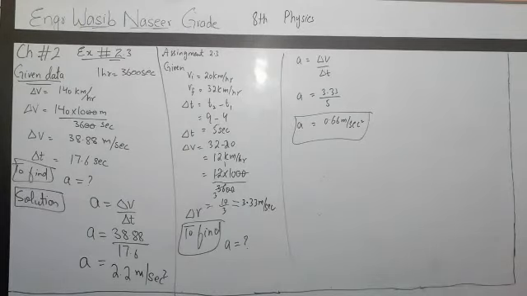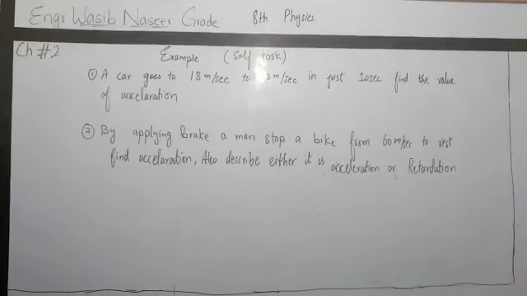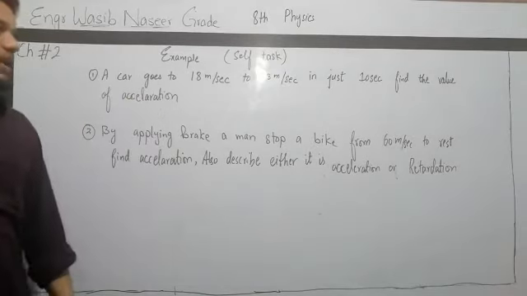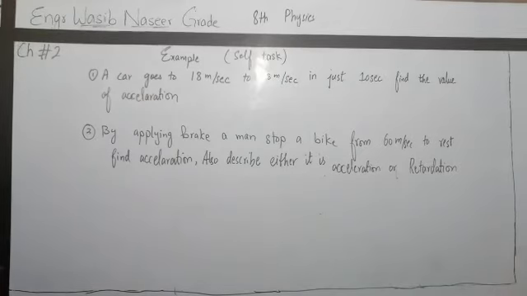so these are the two examples which are related to our topic of acceleration. Okay student, there are some other examples which are just like that. You have to solve these examples by yourself. I will just give you a hint related to that example. The first example, you can say that a car goes from 18 meter per second to 38 meter per second in just 10 seconds. Find the value of acceleration.